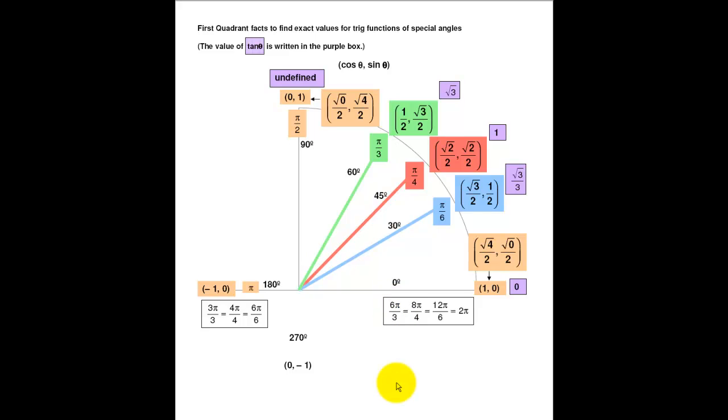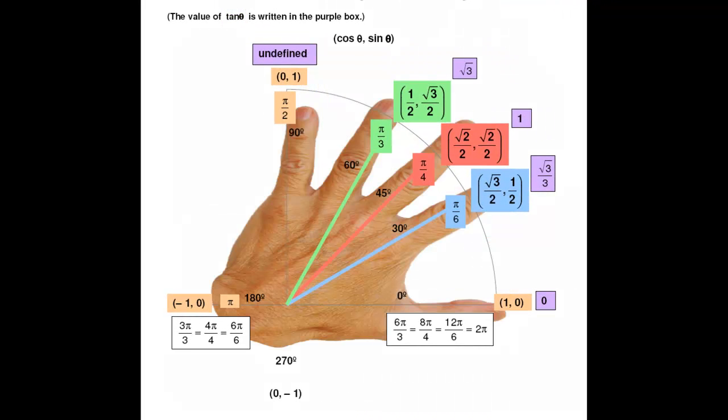I'm going to show you a way to get these facts without having to write them. In the next picture, you see a hand. Place your left hand on top of the one in this sketch. How convenient it is that we have 5 special angles and 5 fingers.